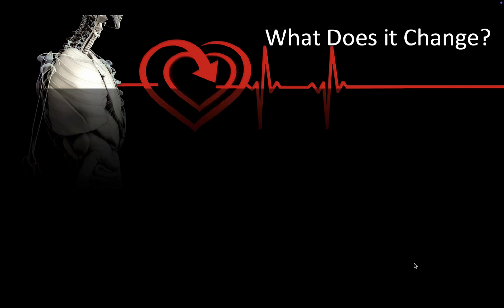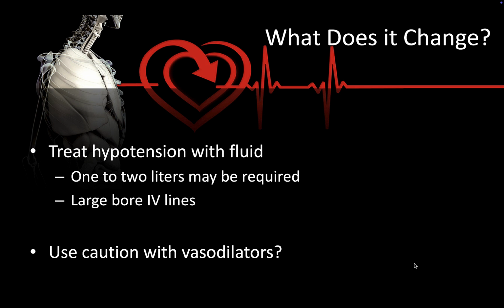So what does it change? If you discover a right-sided infarct, it's appropriate to use fluid to treat hypotension, and it may require a significant amount of fluid. Essentially, we're recognizing that we're lacking preload, that right ventricle isn't stretching. We're hoping to take advantage of that Frank-Starling mechanism where a little increased stretch of the right ventricle will produce better forward flow. We want to use large bore IVs, and we may want to use caution with vasodilators.